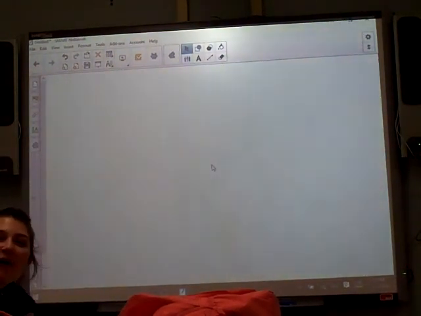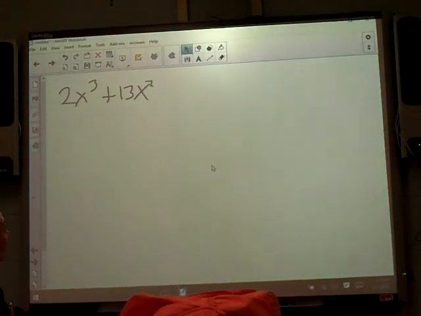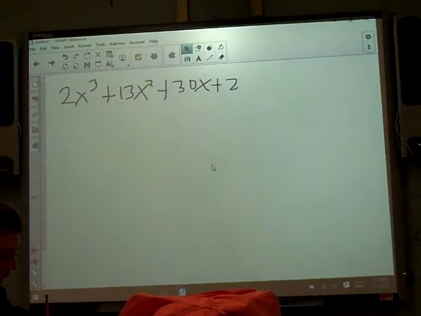All of today's lesson is just a review over the different looks of synthetic division that we did in Algebra 2. So this first thing that we have here says 2x cubed plus 13x squared plus 30x plus 25, and we're dividing that by x plus 3.